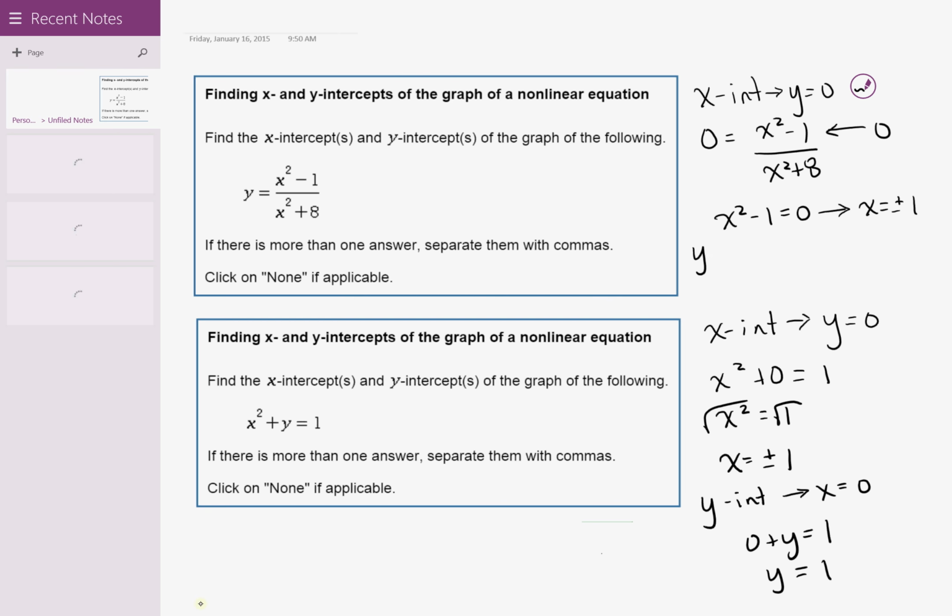To find the y-intercept, we allow x to equal 0. And in this case, we get y is equal to negative 1 over 8.